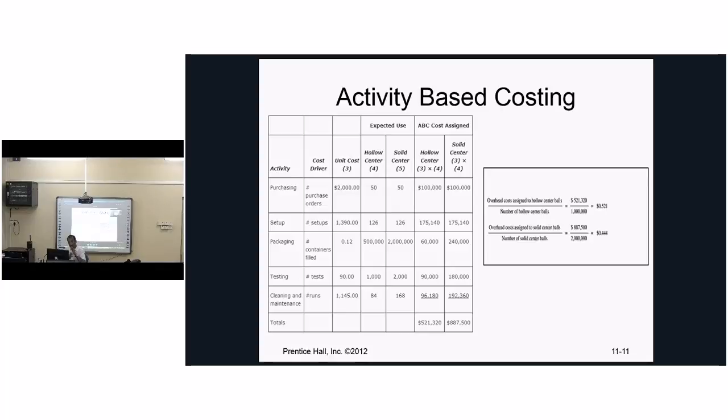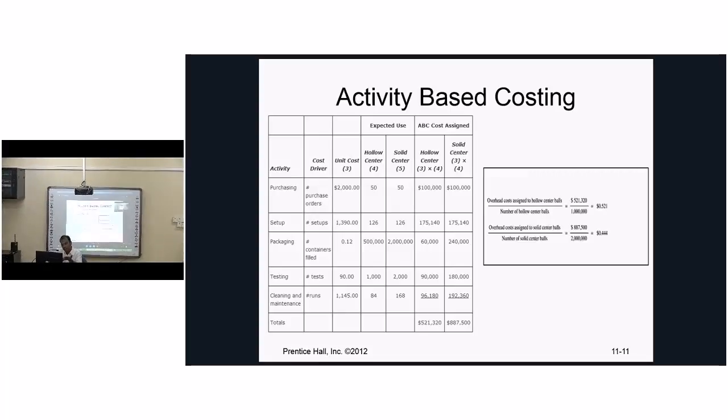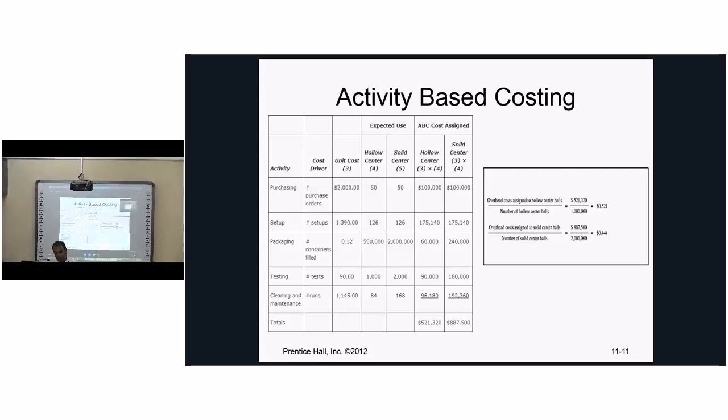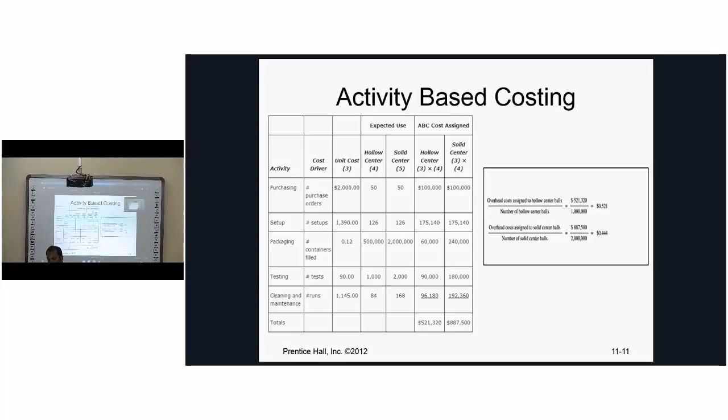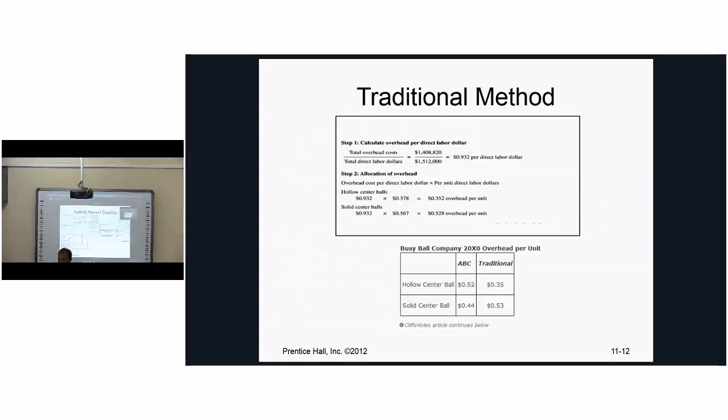So what is the basic principle of activity-based costing? All the overhead costs are broken down into different activities. There are purchasing activities, setup activities, packaging and the testing. And then you calculate the cost per cost driver and allocate different costs based on the different levels of activities. And then you calculate cost per unit based on activity-based costing.